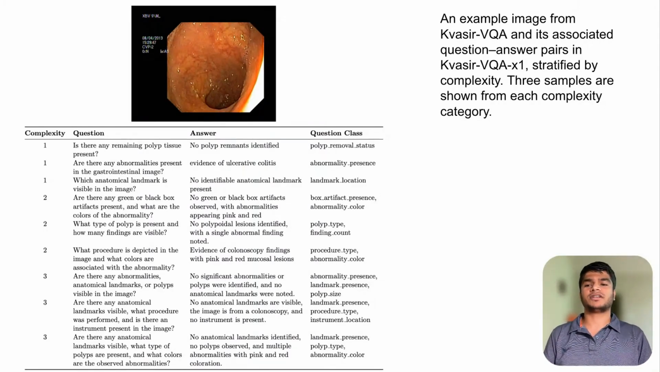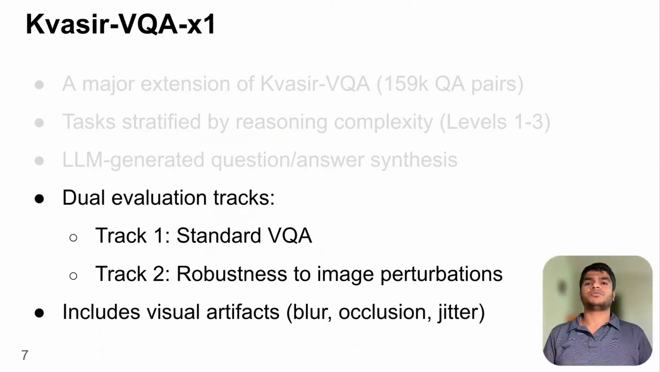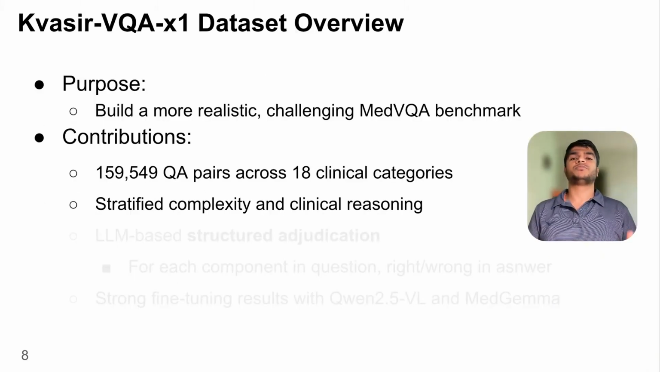So this is what we wanted to have in our dataset, and we designed two evaluation tracks: one for normal VQA tasks, that is standard visual question answering, and the other to test robustness under image perturbations like blur, occlusion, or color jitter. So our dataset is both bigger and closer to what happens in real practice. Our goal here is to build a benchmark that feels closer to real medical practice and is more challenging for models. We created over 160,000 question answer pairs covering 18 different clinical areas. The questions are designed in different levels of difficulty, so models need to handle both simple and complex reasoning.